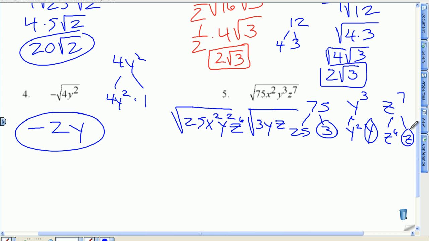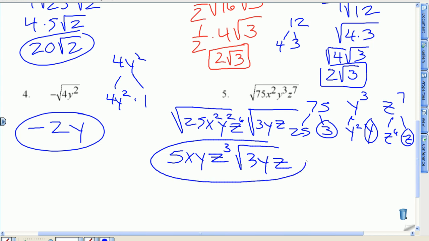The square root of 25 is 5. The square root of x squared is x. The square root of y squared is y. And remember, we take the square root of z to the 6th by dividing the exponent of z by 2. So there's your square root. All of the stuff I can't take the square root of stays underneath the I-can't-take-the-square-root-of-you radical sign. And that would be the correct answer.